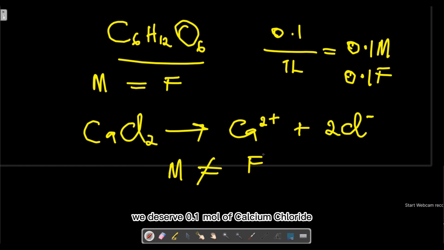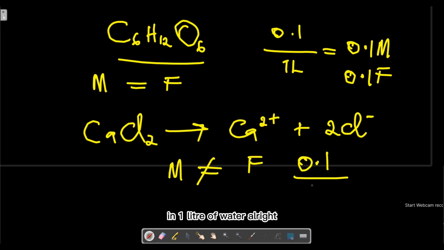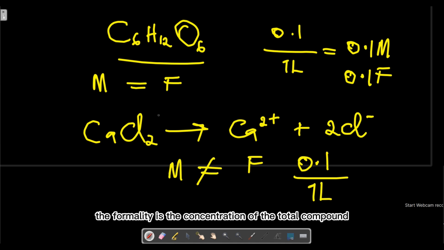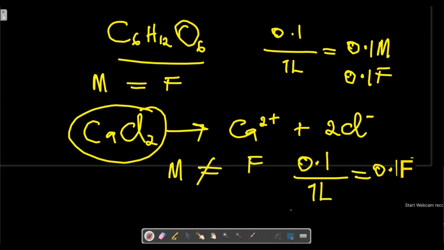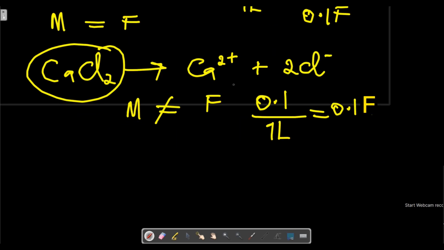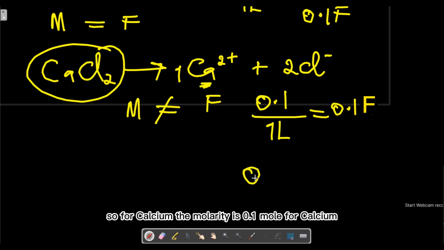Now, for example, let's say we dissolve 0.1 mole of calcium chloride in 1 liter of water. The formality is the concentration of the total compound, so the formality is 0.1 formal calcium chloride, but the molarity is different in this case. The molarity gives you the concentration of the specific ion. For calcium, we have just 1 mole, so for calcium, the molarity is 0.1 molar for calcium ion.